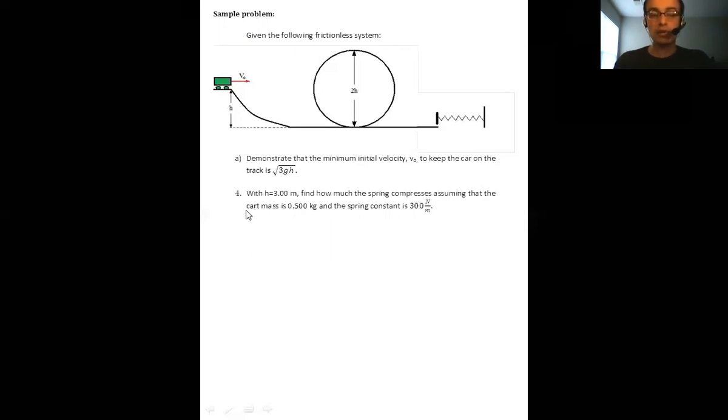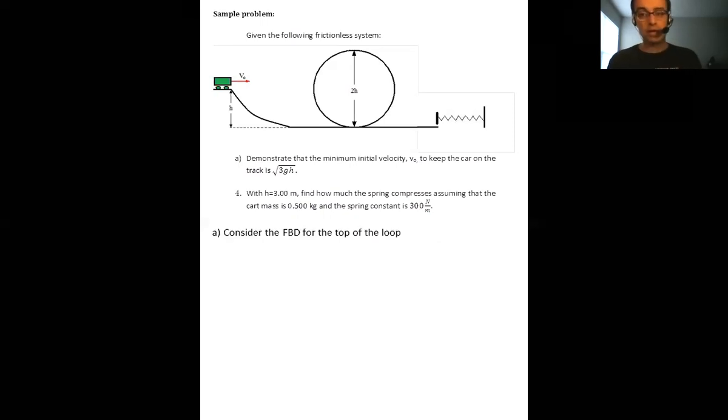And the second thing it's going to ask you is, if this height is 3 meters, how much does the spring compress at the end of all of this, assuming that the cart mass is 0.5 kilograms and the spring constant is 300 newtons per meter? All right, so part A.